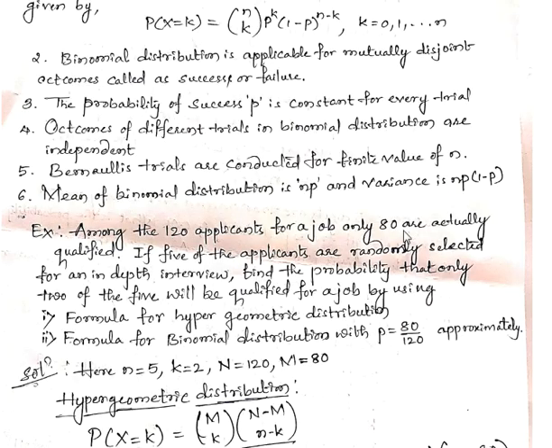So let's see a problem related to this. Among 120 applicants for a job, only 80 are actually qualified. If 5 of the applicants are randomly selected for an in-depth interview, find the probability that only 2 of the 5 will be qualified for the job by using 1. The formula of hypergeometric distribution, and second, the formula for binomial distribution with p as 80 to 120 approximately.